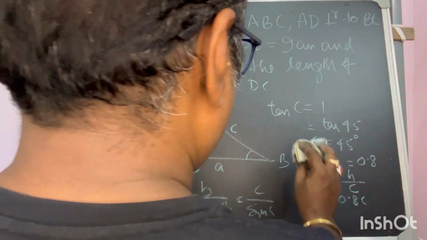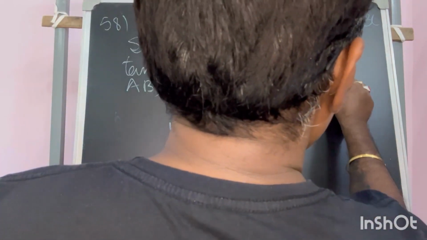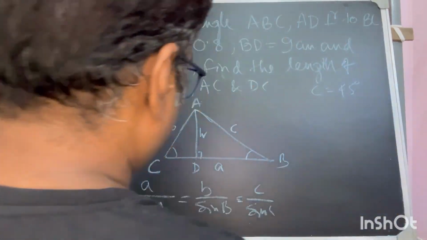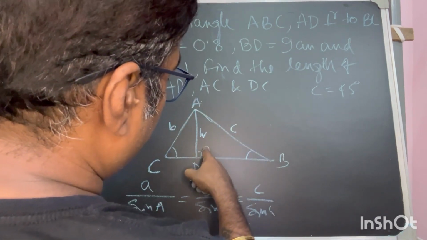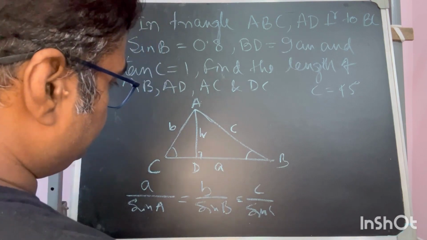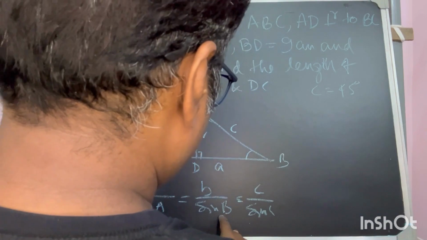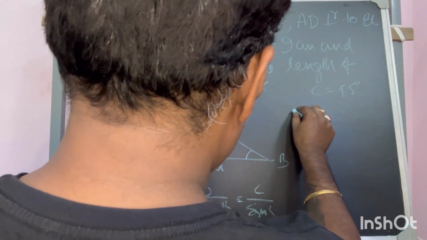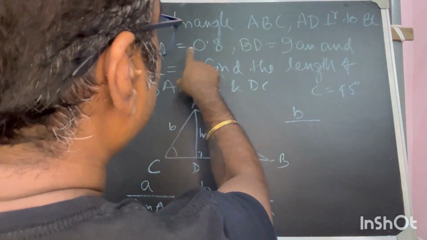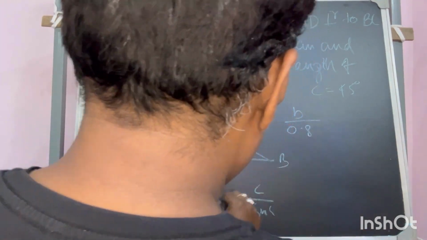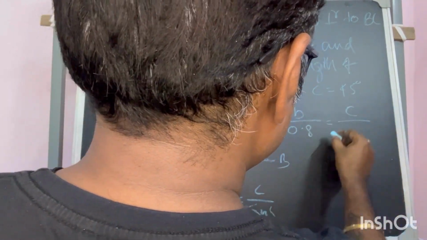What the earliest we can get, C is 45, already taken. C by this one if I take, okay, if I equalize these two, B by sine B, sine B is equal to 0.8. If I equalize these two, it is equal to C by sine C, which is sine 45.